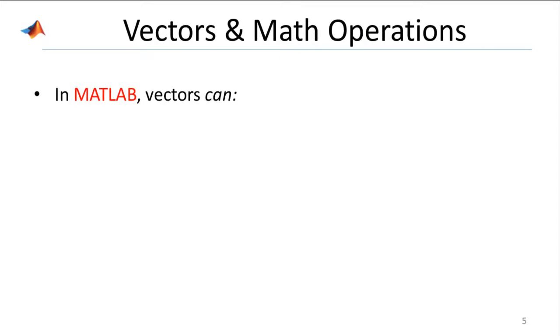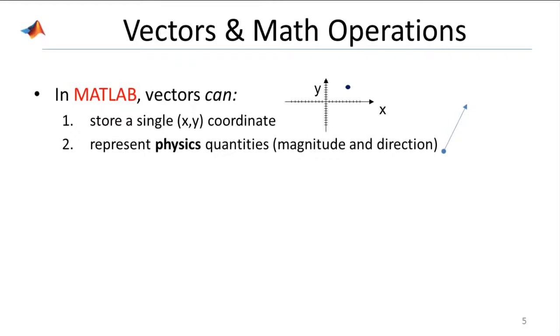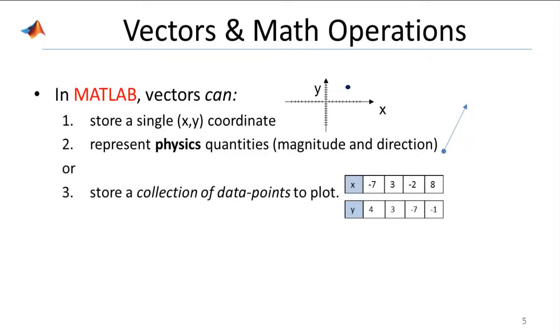We've seen that in MATLAB, vectors can store a single xy coordinate. They can represent physics quantities, such as magnitude and direction. We saw that with the robot example a while back. But they can also store a collection of data points to plot. This has nothing to do with physics anymore. X, Y, MATLAB can easily connect the dots.